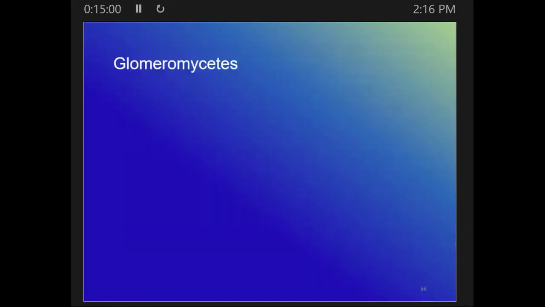Okay, one other group I wanted to talk about. Glomeromycetes. This is a relatively new group. So these are fungi that are obligate mutualists of plants.